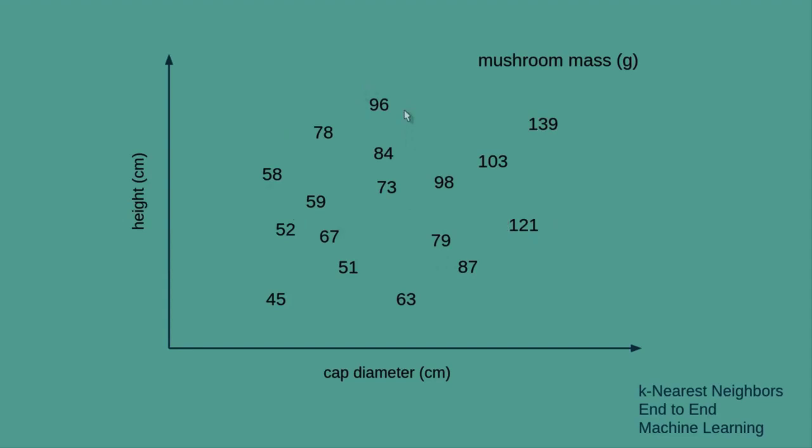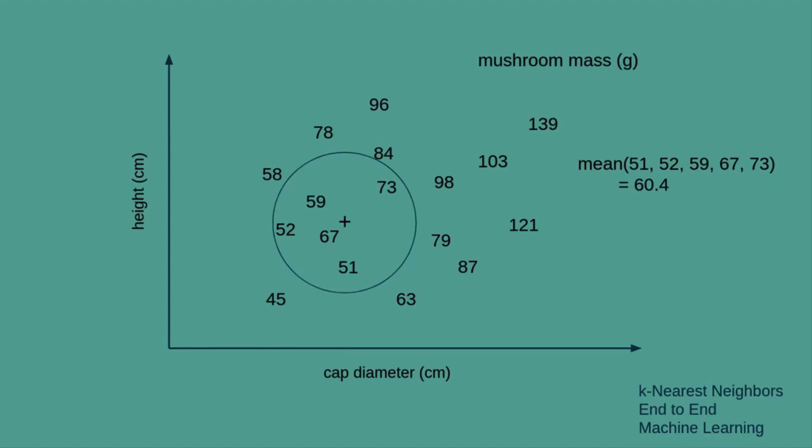Now, if we find a new mushroom, we know its height, we know its cap diameter, and we'd like to estimate its mass, we can use k-nearest neighbors to do that too. In this case, k equals 5. We look at its 5 closest neighbors. We list all of their masses, 51, 52, 59, 67, 73, and we can take the average of that. In this case, that is 60.4. So by that scheme, we would estimate that this point has a mass of 60.4 grams.